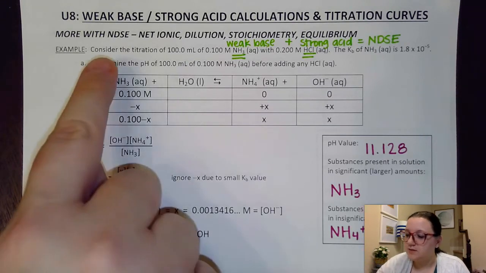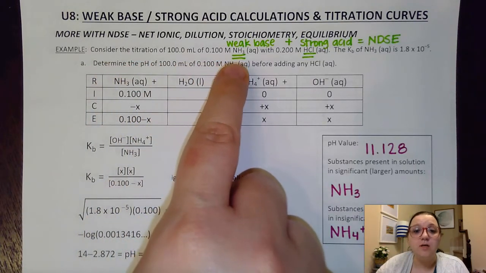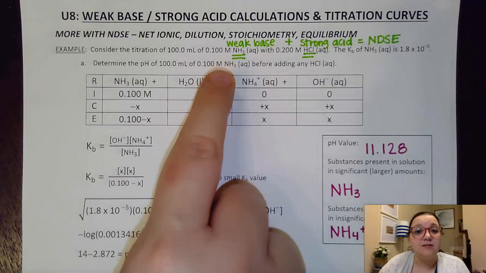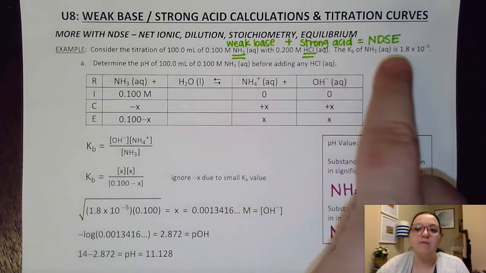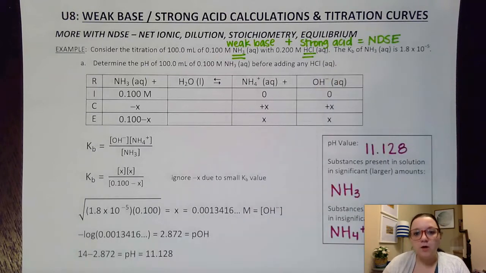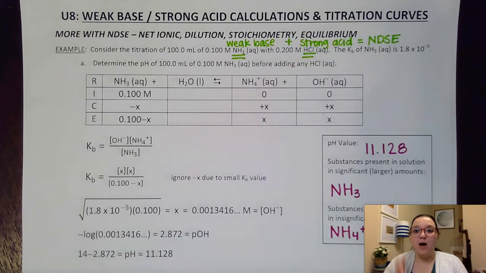We're going to consider the titration of 100 milliliters of 0.1 molar ammonia. Ammonia is a weak base. Not only is it not a group 1 or 2 hydroxide, but they also give us a Kb value for it over here. We're going to combine that with 0.2 molar HCl, which hopefully we know hydrochloric acid is one of our strong acids. So once I see I have that weak strong combination, I know on my calculations I'm going to be using that NDSE setup.